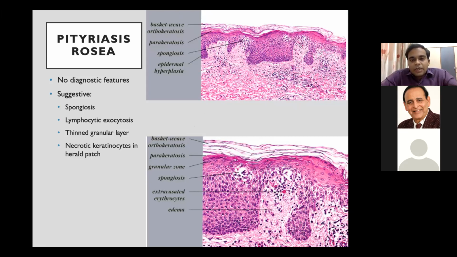So again, pityriasis rosea has non-specific spongiosis, some lymphocytic exocytosis, some necrotic keratinocytes. So it's almost like a repetition of the previous slide in terms of fine findings.